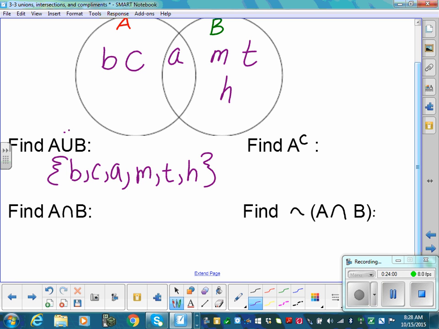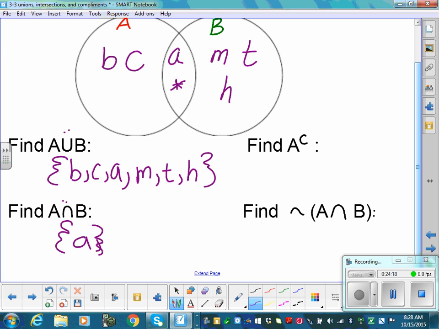Now let's find A intersect B. This is the not so friendly one. The only people allowed are the elite, the intersection. So who's allowed into this set? A. All right, any questions? Okay.